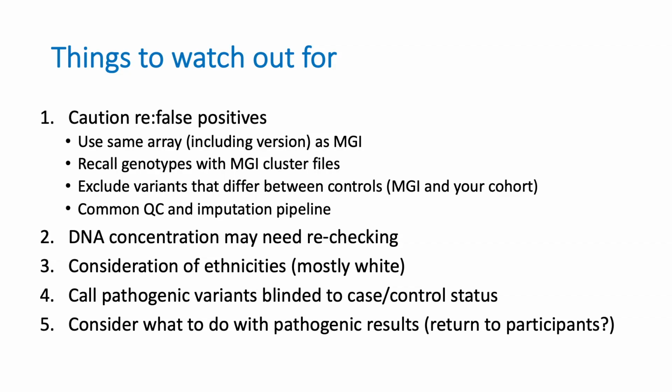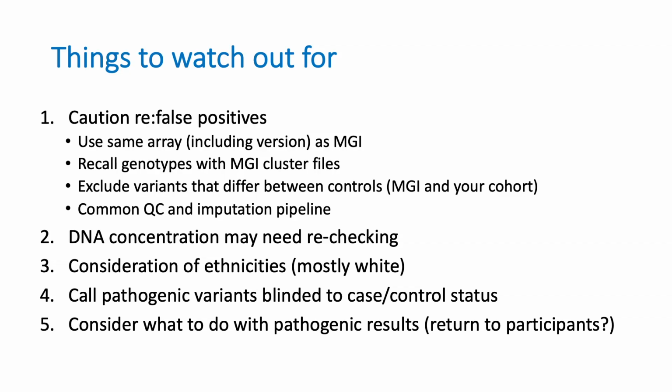It's important to consider ethnicities. You'll hear more, but MGI is essentially 95% European ancestry. I think something that's really important when you're thinking in the rare disease space is to call pathogenic variants blinded to case control status, and I think using MGI as controls really made that study possible. And I think we should consider what to do with pathogenic results, whether we want to be talking about returning these to participants or not. Thanks.